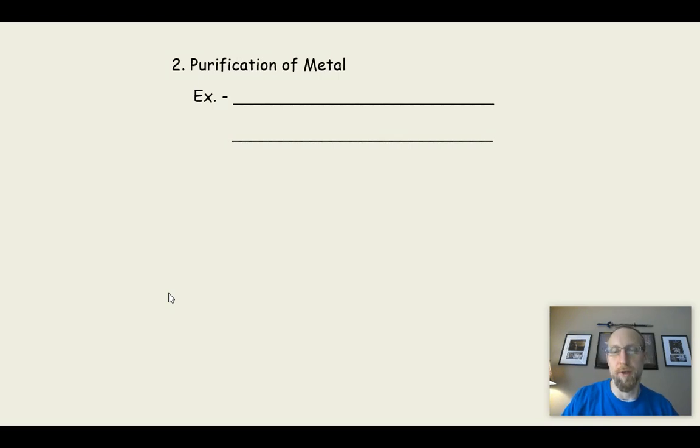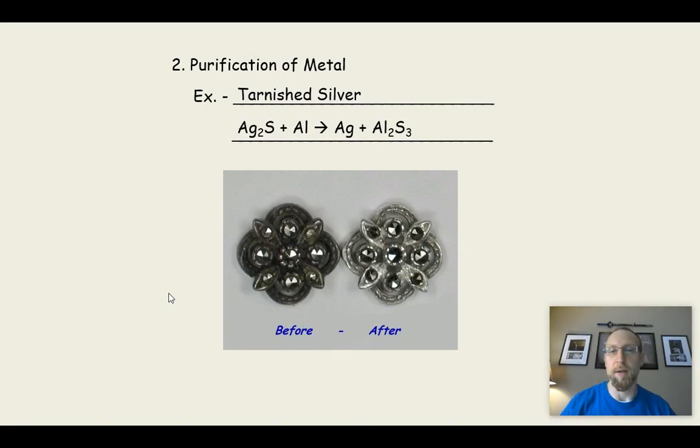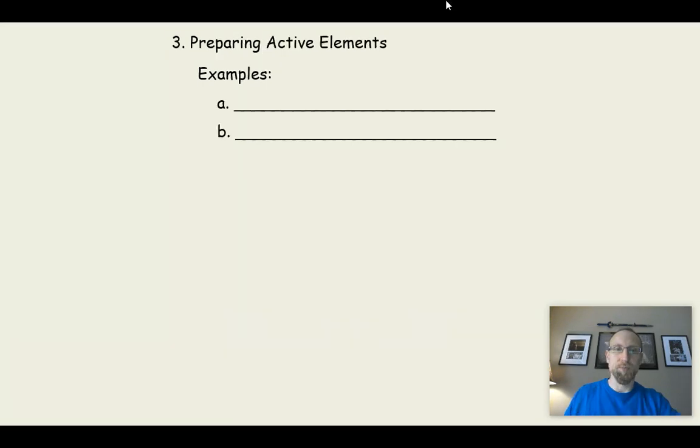So what else are electrolytic cells used for? The purification of metal. So if we have some silver that's tarnished, right, we can then reverse the process and remove that tarnish. It's essentially kind of like rust that builds up on a piece of silver, and now it's nice and shiny again.